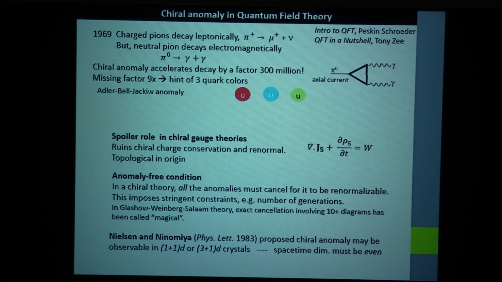If you look at the decay of pions, you find that neutral pions decay 300 million times faster than their charged cousins. They all belong to the same isospin triplet, so it's a bit mysterious. Then Adler, Bell, and Jackiw found that it's because they couple to electrodynamics.